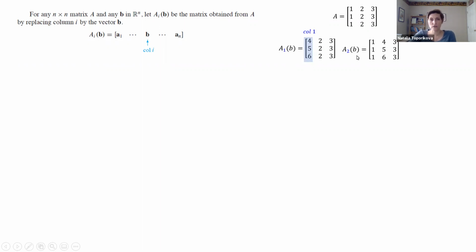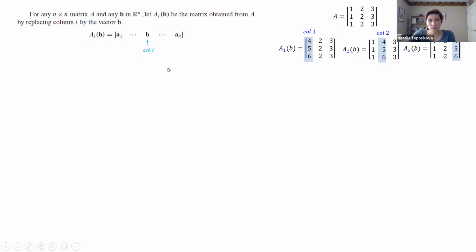Okay, so let's see what happens when we construct A2 of B. Again, our index is 2 here, so we take the second column and substitute vector B. Finally, let's see what happens with matrix A3 of B. Now our index is equal to 3, so we take the third column and substitute vector B there. And that's it. That's so simple.